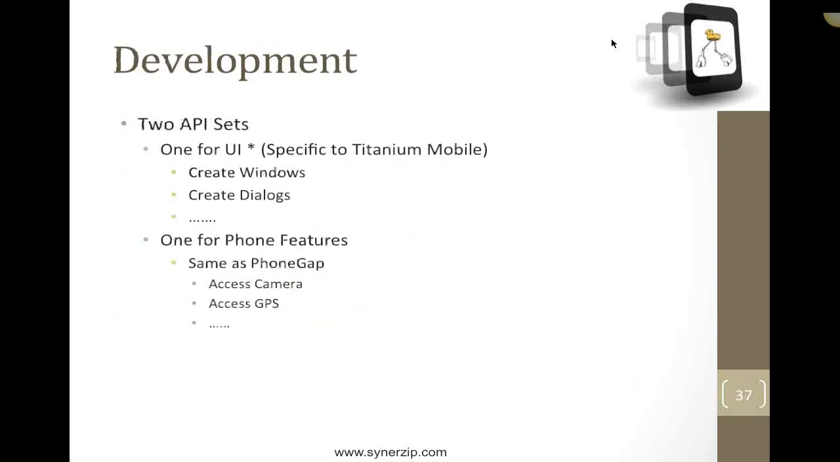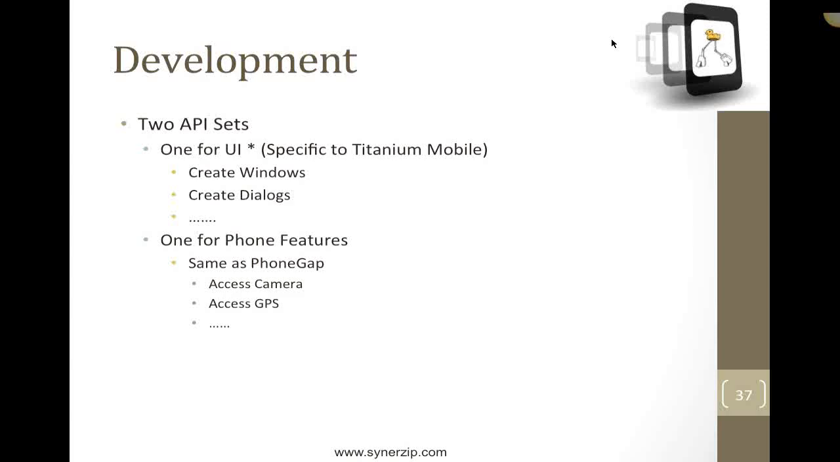So think about this. You've got two API sets, one for the UI and another API set for the phone features, like accessing the camera or GPS. And everything which you see, the application, is in native look and feel. I'll show you some screens in a couple of slides down to make this understanding more crisp.